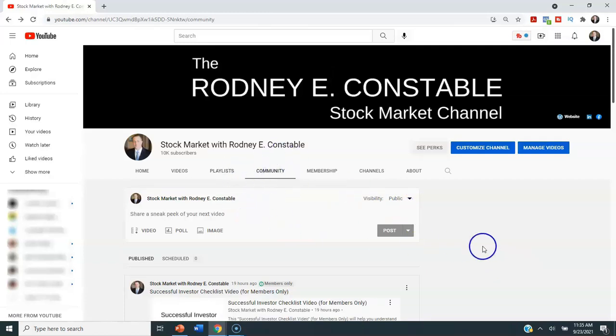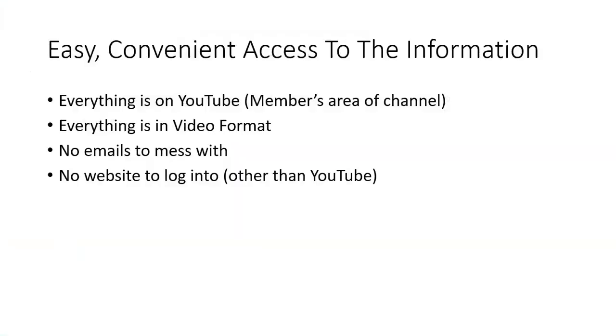And that's all it takes to become a member. It's quite simple. And you will have easy, convenient access to this information. Everything is on YouTube in the members area of the channel, and everything is in video format. There's no emails to mess with and no websites to log into other than, of course, YouTube.